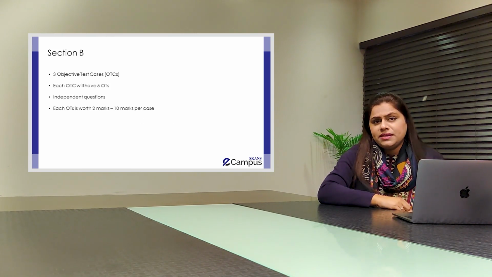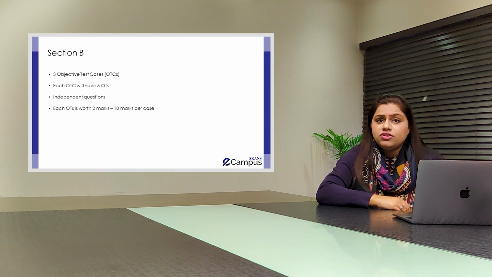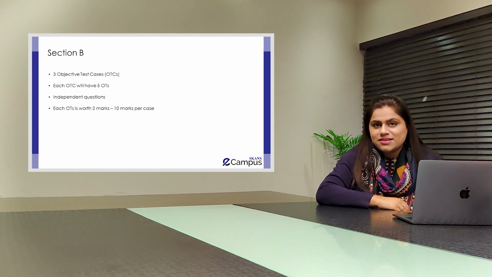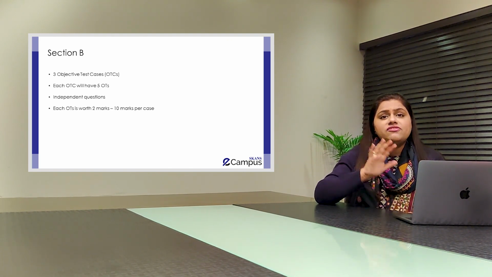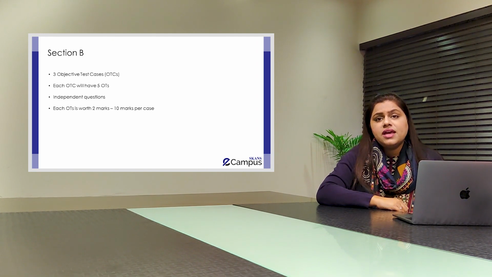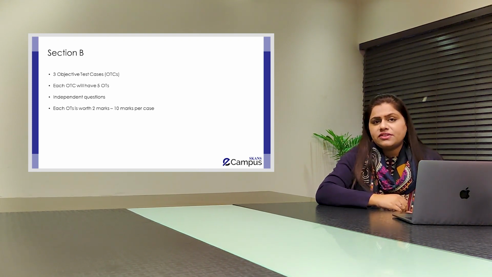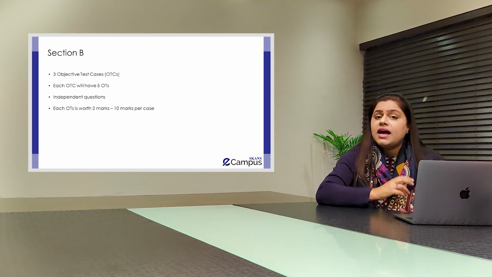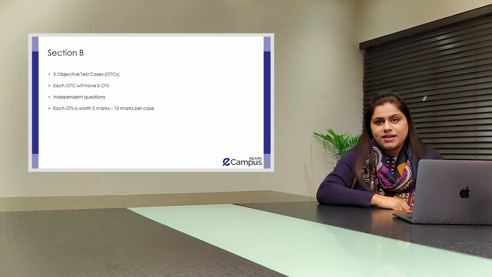Next is section B, in which you will have 3 scenarios, or as they are commonly termed, objective test cases or OT case questions. Each objective test case or scenario will have 5 objective type questions which will not be interdependent. This means that if you get one question wrong, it will not affect the responses to the remaining questions related to that case. A mix of numerical and theoretical questions is tested over here.